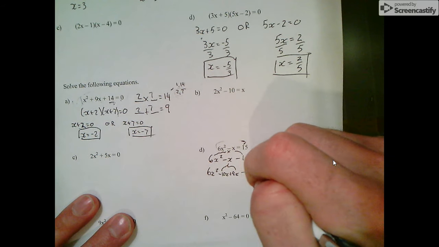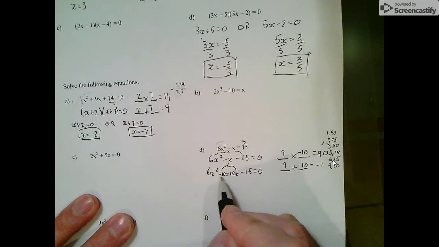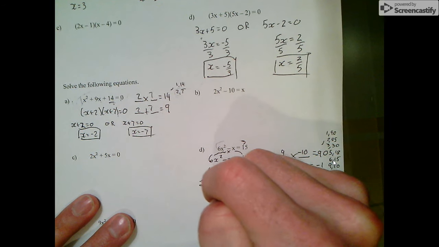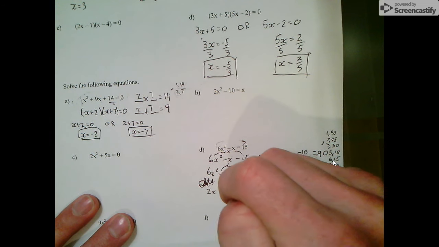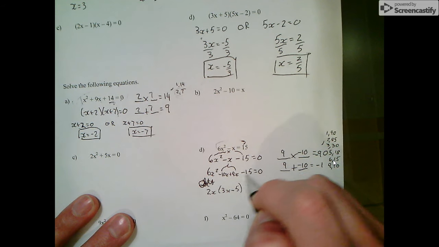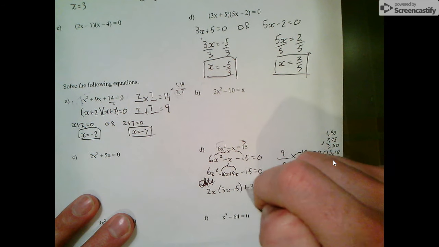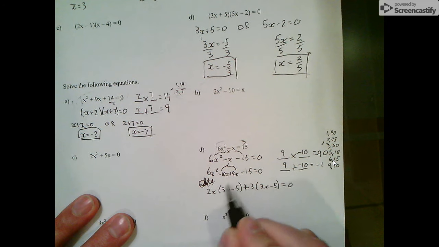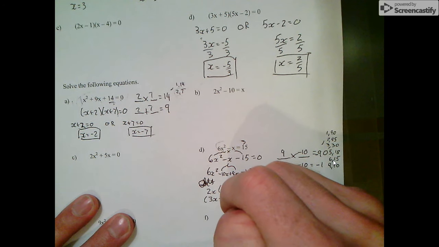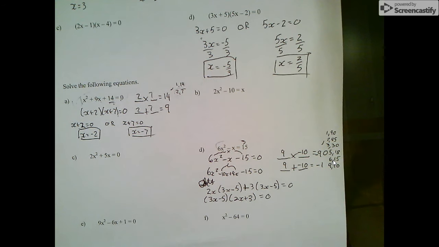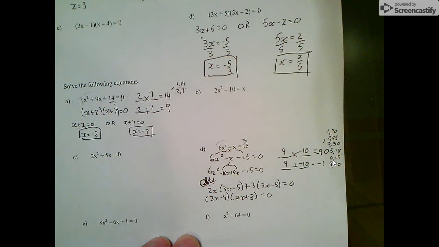We factor the first two, so what's common? 2 and x. 2x, and I get 3, oh my goodness, I made a mistake. 2x, and I'm left with 3x minus 5, and then what's common to the second two is a 3, so plus 3, and I'm left with 3x minus 5. Then factor the binomial out, so 3x minus 5 and 2x plus 3 equals 0. And now I can solve each of these individually.